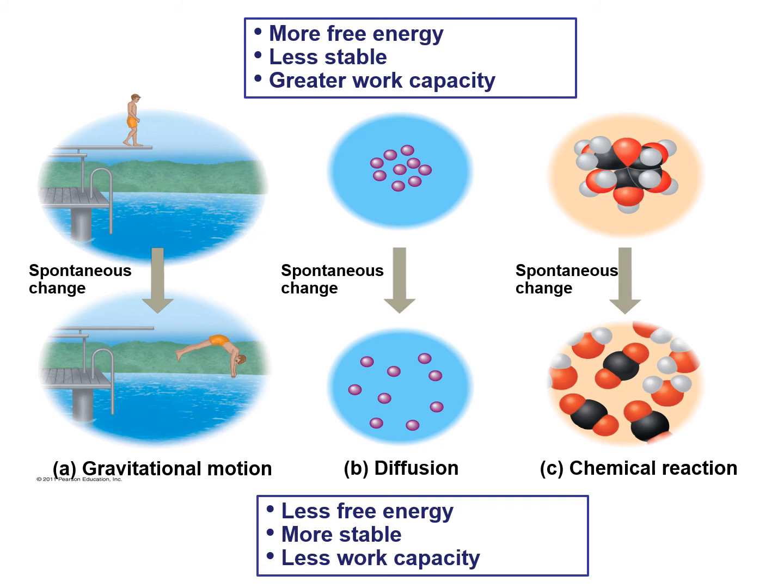So look at the fellow on the diving board here. At the top, he's got a lot of gravitational potential energy. Of course, after he jumps off, he's got less gravitational potential energy. But he's also gone from a situation that was less stable, more difficult to maintain, to a situation that is more stable. In the second example, we're talking about diffusion.